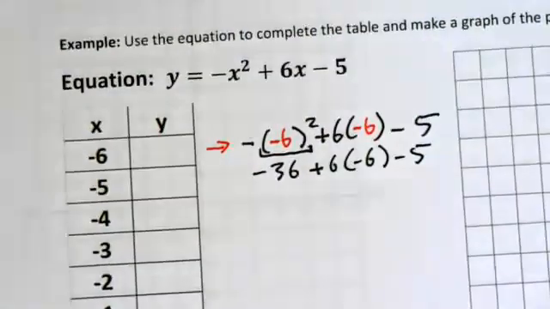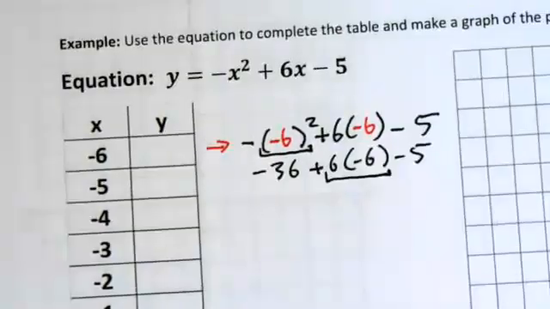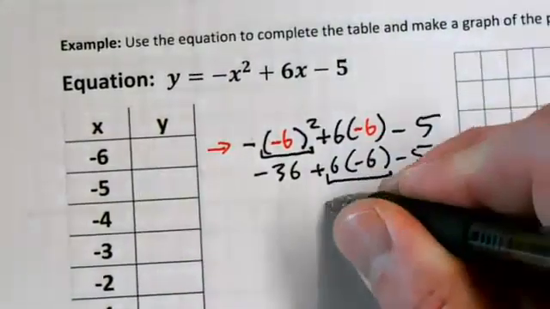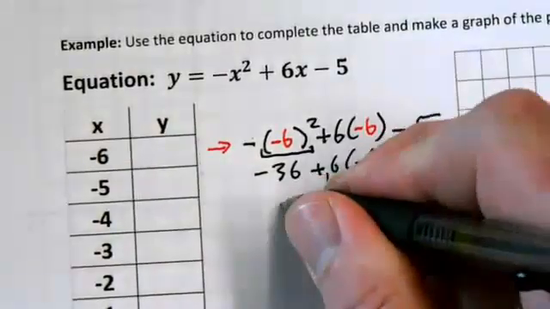There's our exponent. We need to do our multiplication next. That would be this 6 times the negative 6. Positive 6 times negative 6 is negative 36 again. Bringing everything else down.